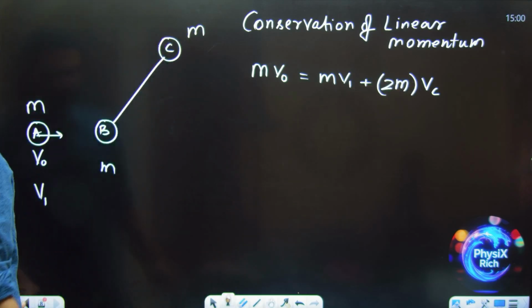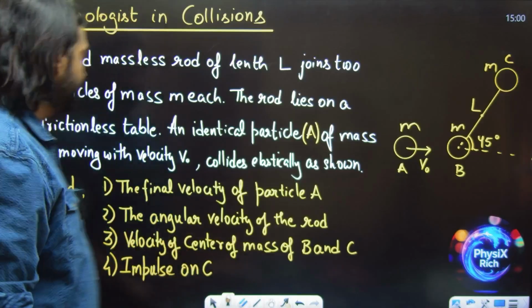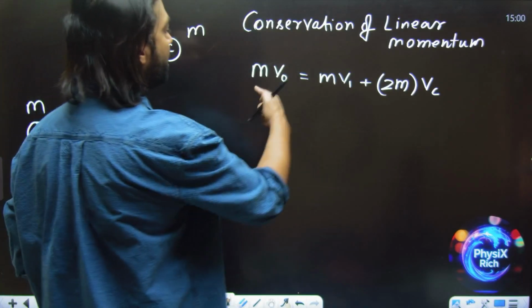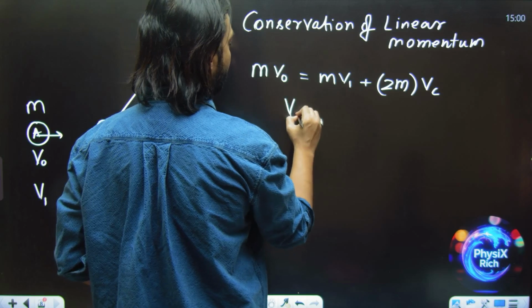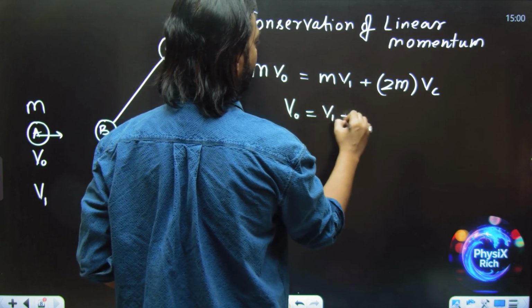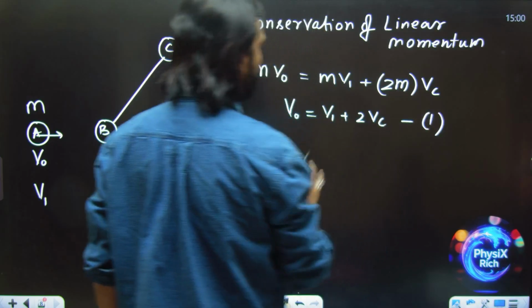And in fact, guys, in one of the questions, we are required to find the velocity of the center of mass of B and C. So we can write this equation, and you can see that m is a common term, so I can simply write V naught equals V1 plus 2 V_BC. Now, this is my first equation. This is a very important equation.